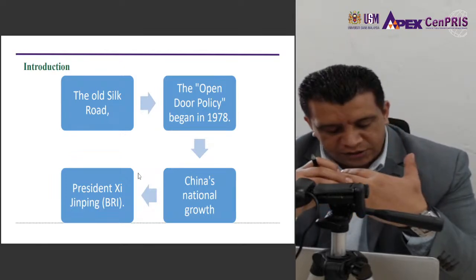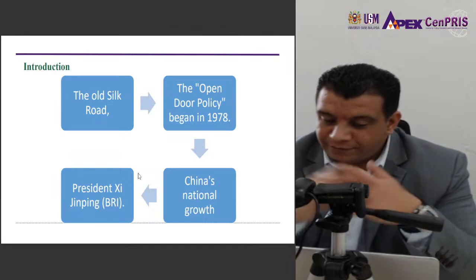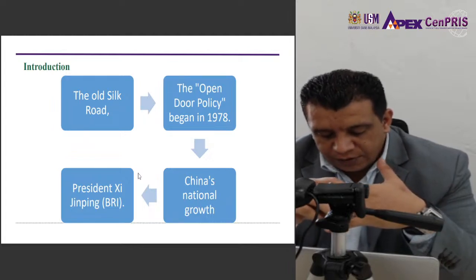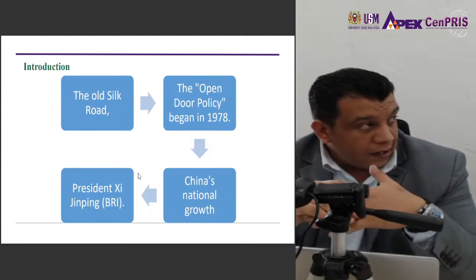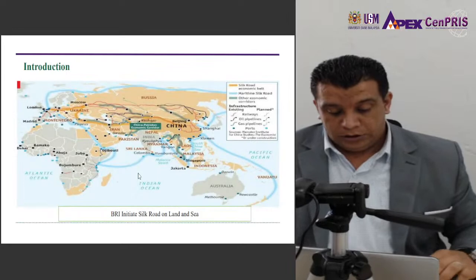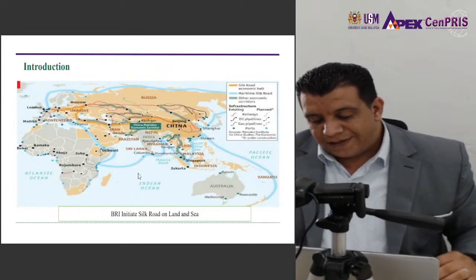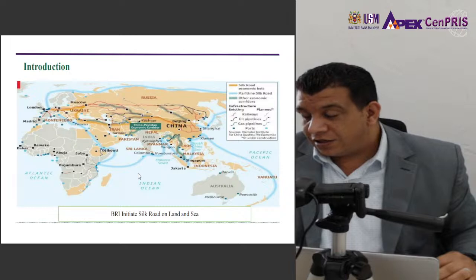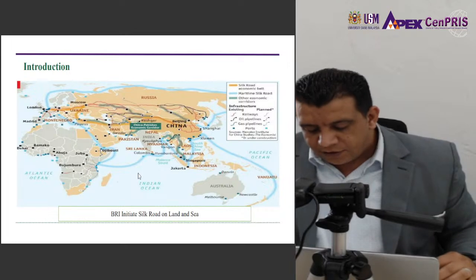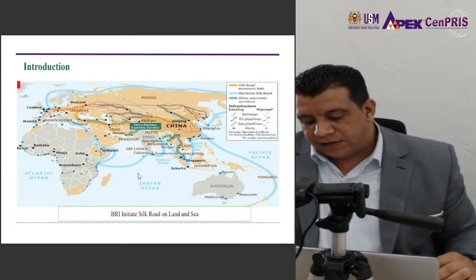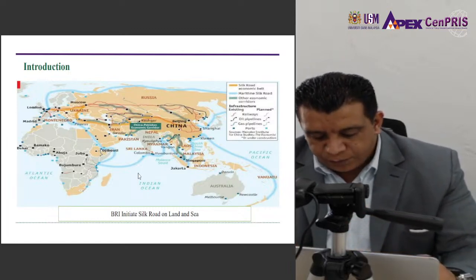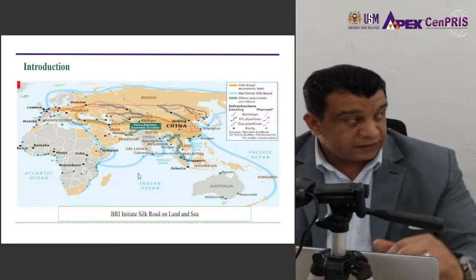President Xi Jinping originally announced China's Belt and Road Initiative, BRI, formerly known as the One Belt, One Road Initiative, in 2013, as a large-scale infrastructure project aimed at enhancing transportation connections between nations.